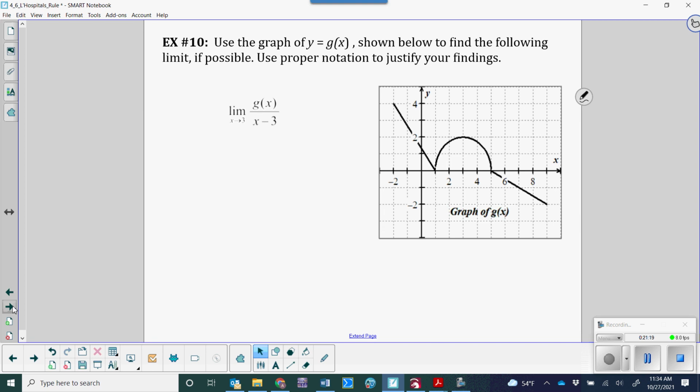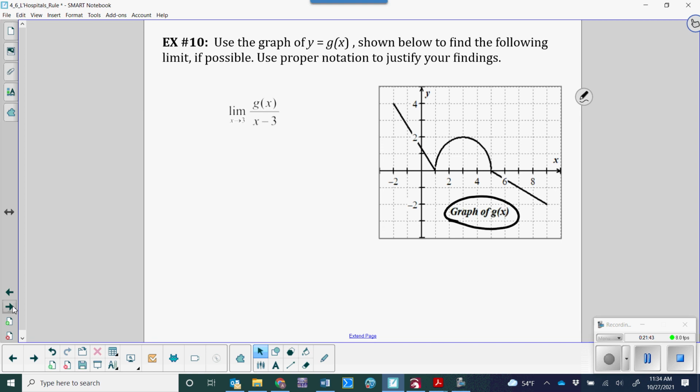So here's another way they might ask you to do a limit. They give you a graph. Now this is the graph of g, not the graph of the derivative, so pay attention. Always look, because sometimes they give you the derivative's graph. This time they did not. They gave me the graph of g. So I'm supposed to find the limit as x goes to 3 of g of x over x minus 3.